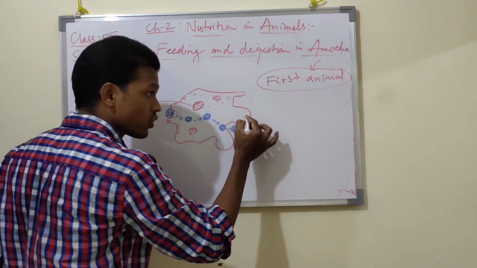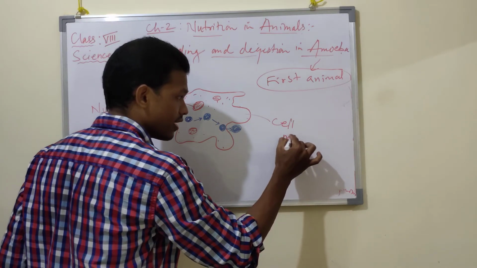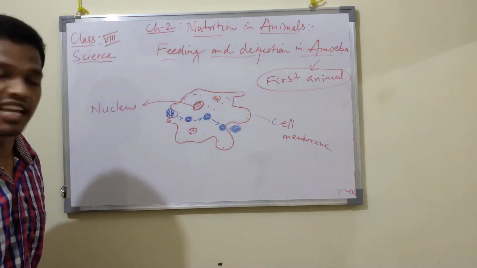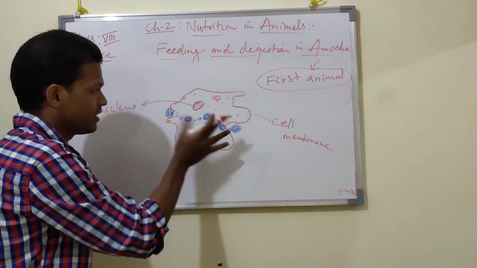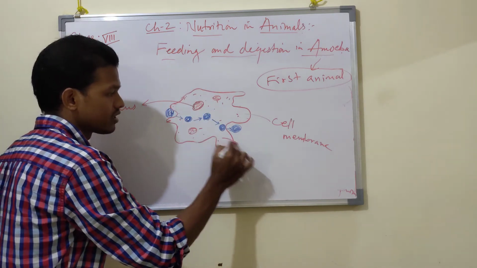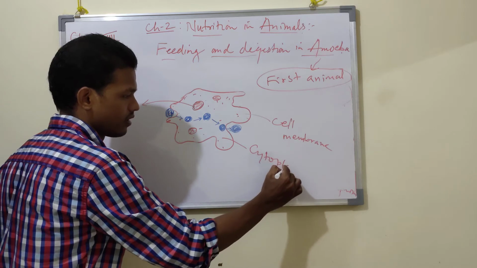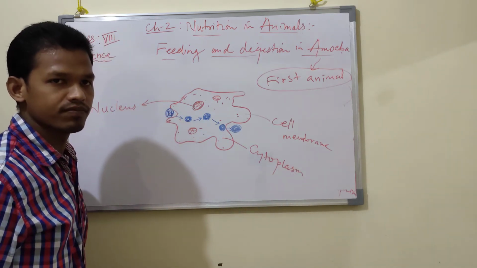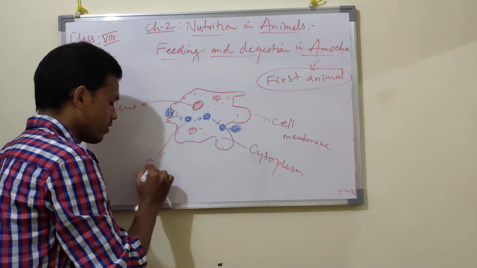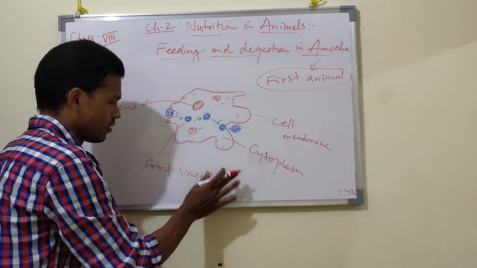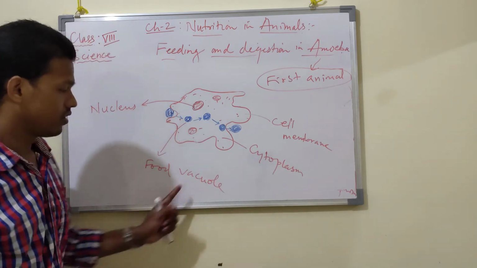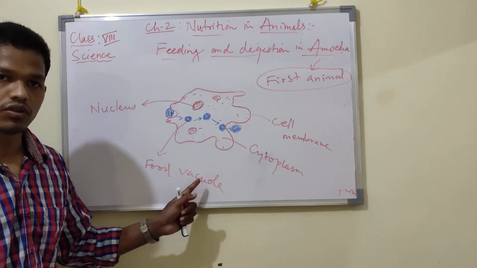This amoeba also has a cell membrane. It also consists of cytoplasm. Cytoplasm means the jelly-like liquid all inside the surface. Inside this cytoplasm, we will find the nucleus. We will also find these, which are called food vacuoles. Got it now?